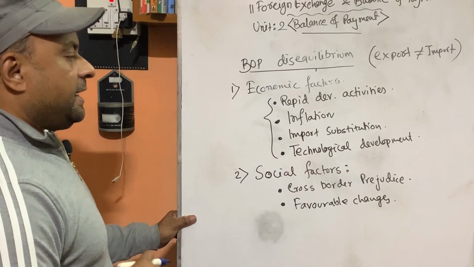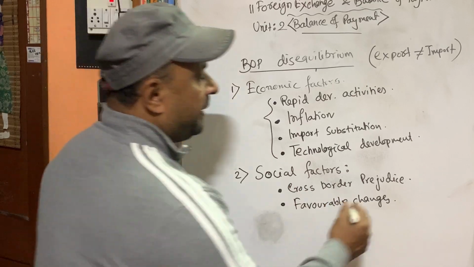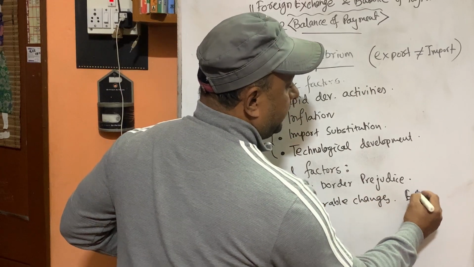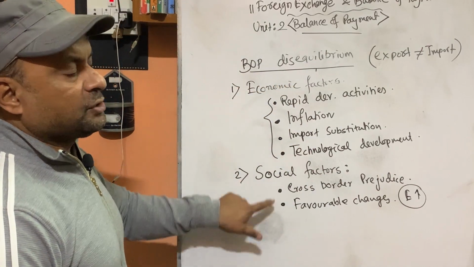Favorable changes means if India's commodity is highly demanded in a foreign country, then what happens? Our export will increase in the foreign country. That time there will be disequilibrium in BOP, that is, a surplus of BOP.